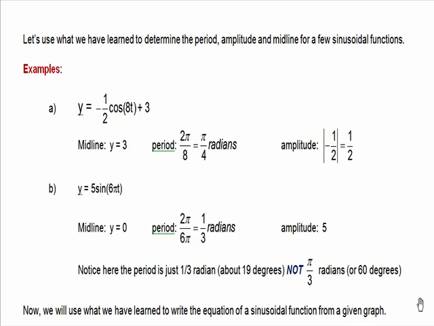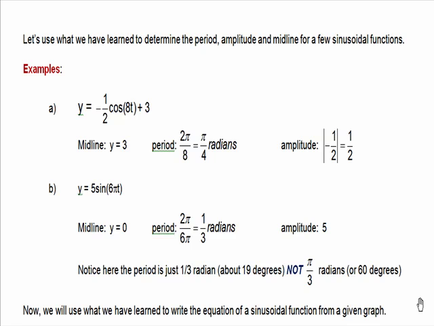Let's use what we've learned to determine the period, amplitude, and midline for a few sinusoidal functions. So our first example, y equals -1/2 cosine 8t plus 3. Remember from our formula that the midline is that up-down shift that appears outside of the trig function. So our midline occurs at 3, and because the midline's a line, we write y equals 3.